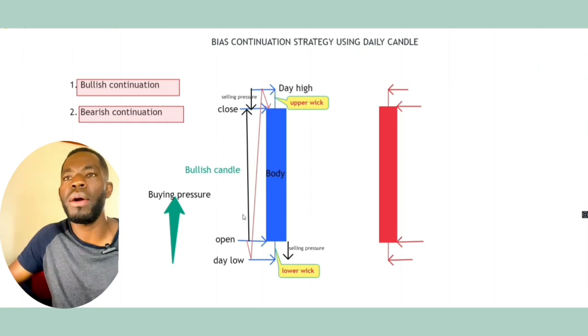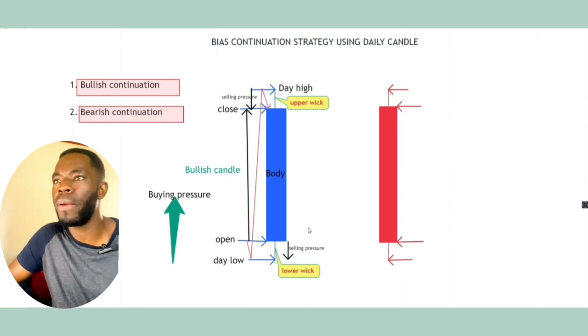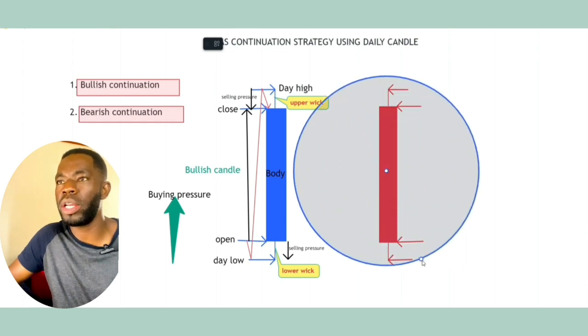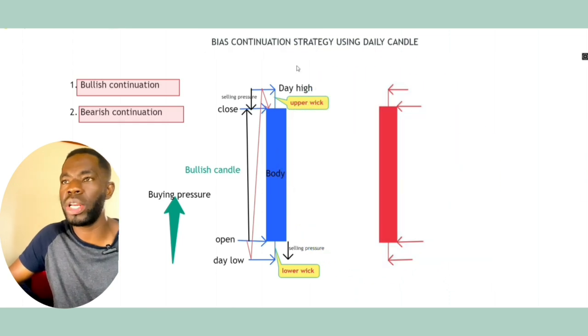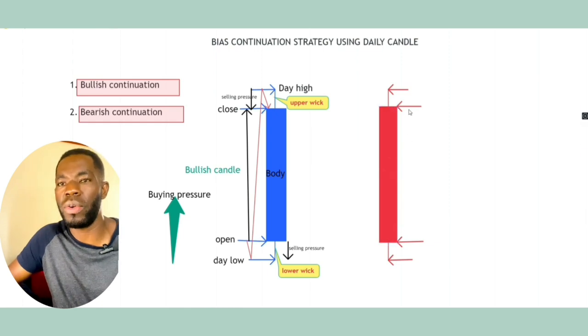So moving on to the bearish candle, it's just the opposite of the bullish candle. This would be the bearish candle. It looks like that. The bearish candle normally is color coded by most traders red. So what it communicates is the opposite of what the bullish candle communicates.